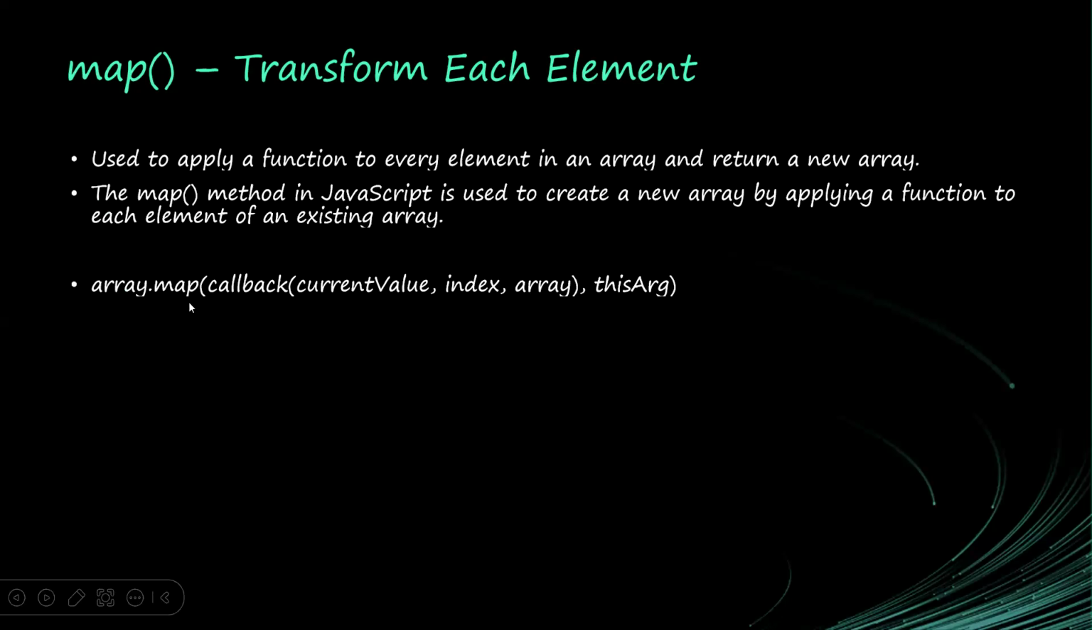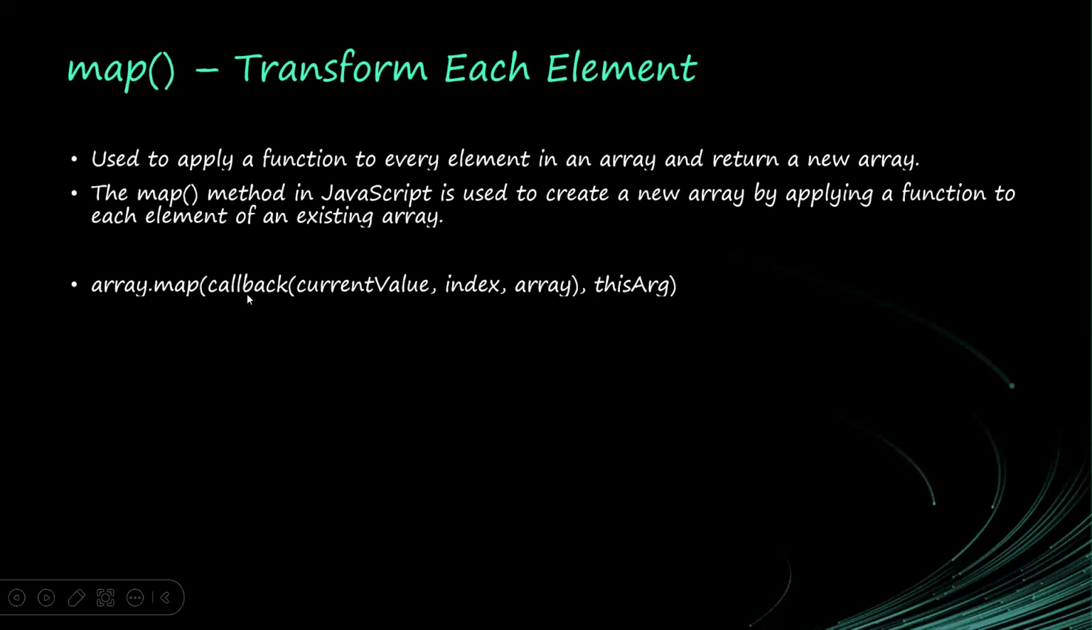The map method takes in something we call a callback. This callback is the function, and this function will have access to the current value, the index, and the array itself. Forget about this second argument. It is advanced. We're not talking about the this keyword and all those things here. It is very, very advanced. We'll talk about it in JavaScript mastery.